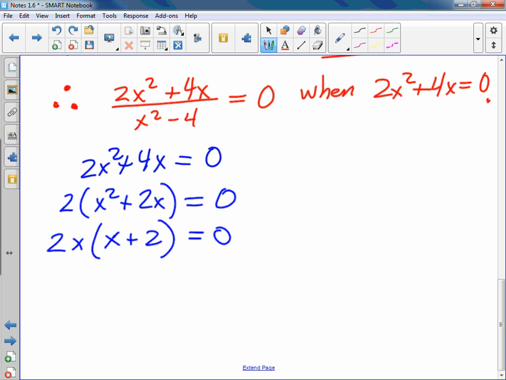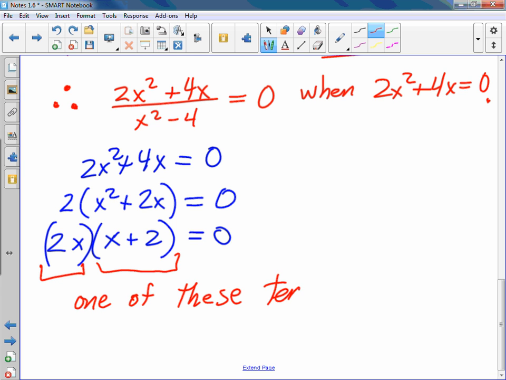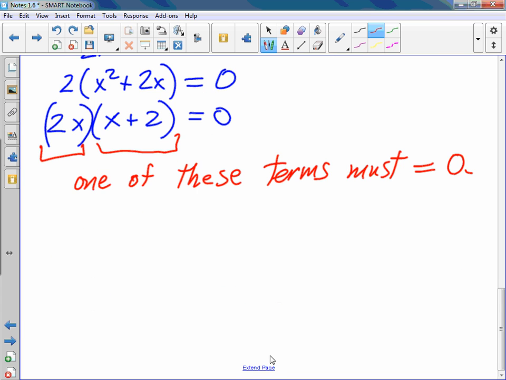Beautiful. Equals 0. Now, we have one item here times another item equals 0. What does that mean about one of those? One of these terms must equal 0. Has to, because something times something else equal to 0 has to mean that one of them equals 0. Has to. Okay? And that's a really important concept in solving things.